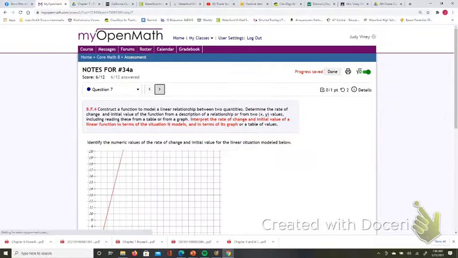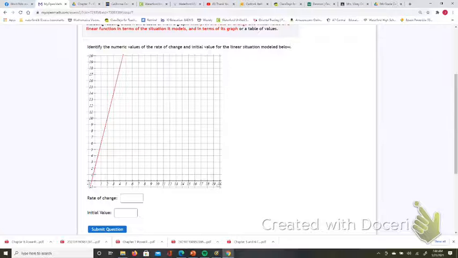Then we go to number 7. It says identify the numeric values of the rate of change and the initial value. So we have to do the same thing. Let's start at the initial value because that's where we've been starting. If I look at the graph, it looks like the initial value here is 2. Where the red line hits the y-axis is at 2.